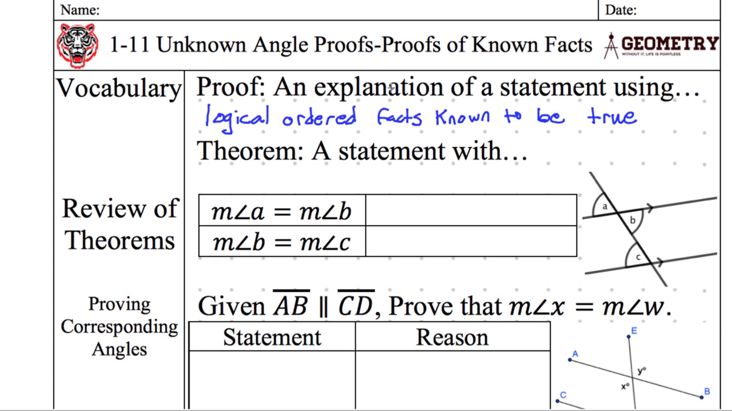So known to be true. You can only base things on what you know to be true. You can't just jump ahead and say, oh, well, I know that's 360 degrees for some reason. It's like, well, how did you get that? You have to go step by step.